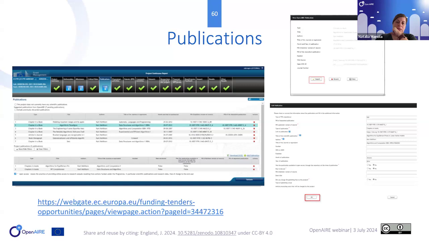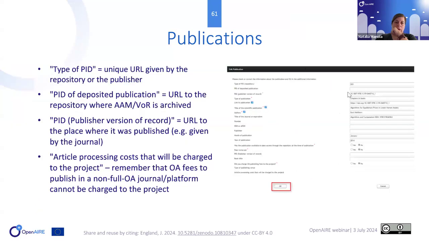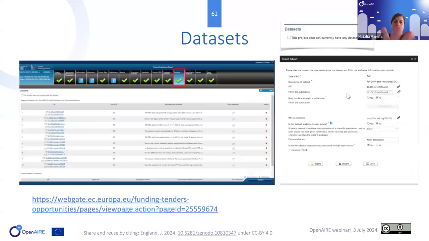Next one, I think it's the same for publications. I will not go through that; this is a self-explanatory form. We've discussed this, so let's do it in the datasets. There is also the button on the datasets, and it's kind of the same process again. And all of this appears in the graph.